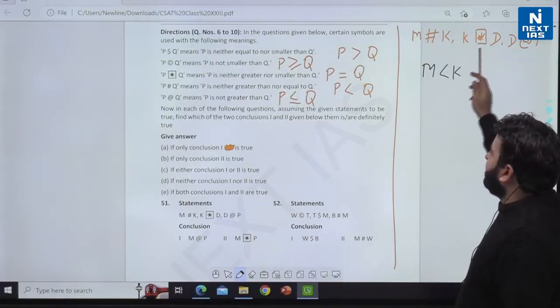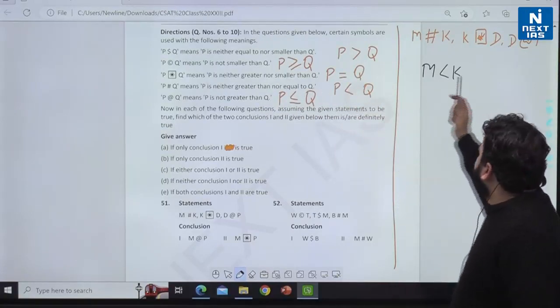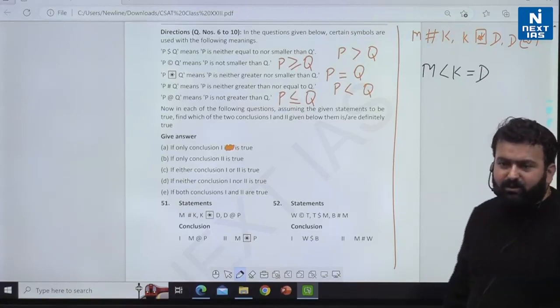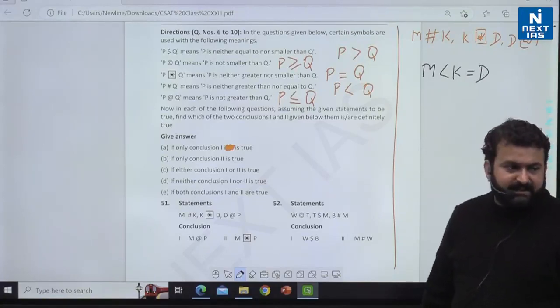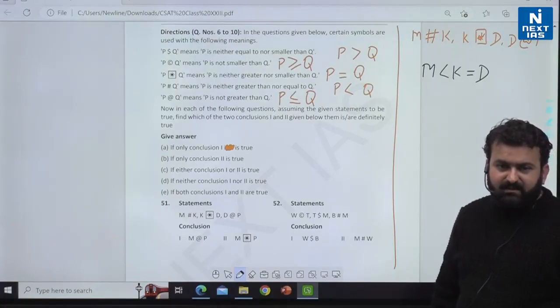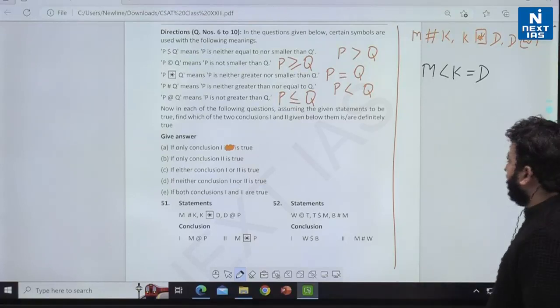K asterisk sign D means what? K is equal to D. Now here directly we can write K is equal to D. All of you, yes or no? K is equal to D. Is it clear till now? No confusion? Now.